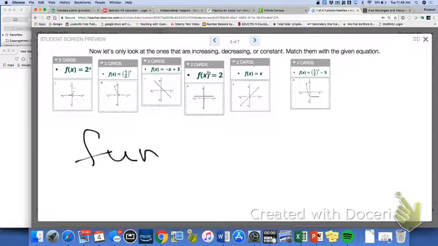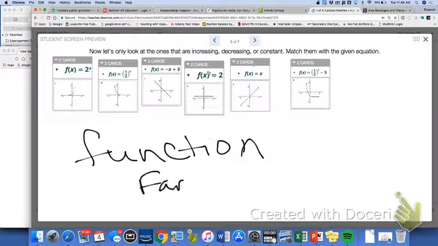We are learning about something called function families. Okay? They're the functions that have certain characteristics in common. What you have in front of you are representatives of two function families. Those 6 graphs and equations represent 2 different function families.